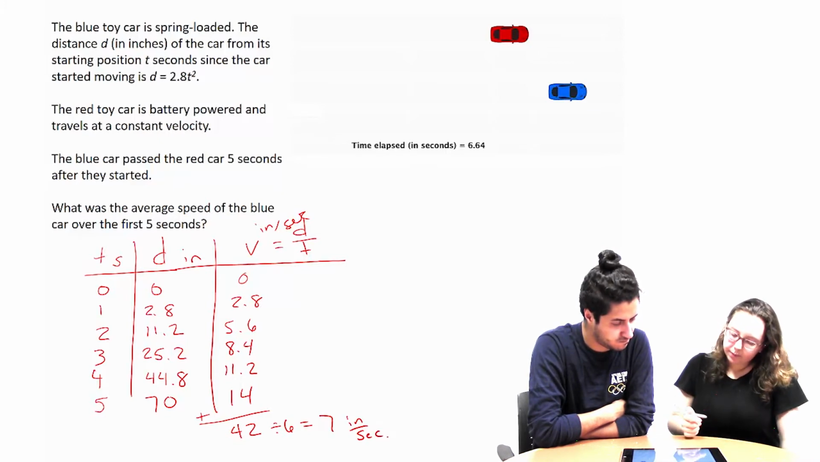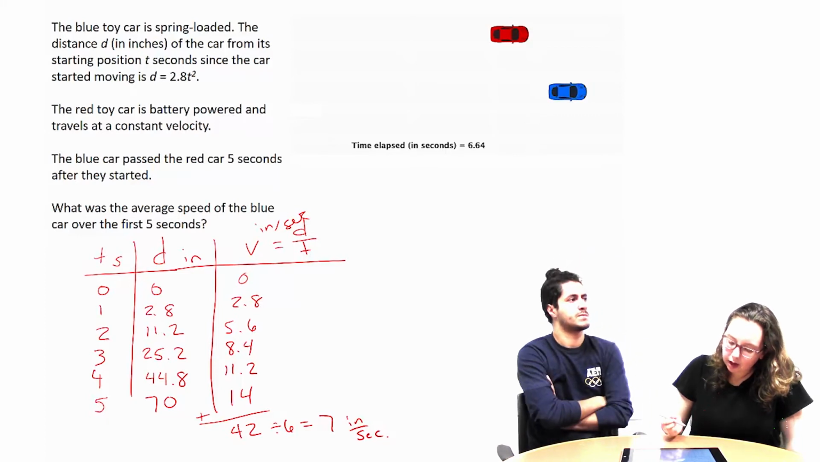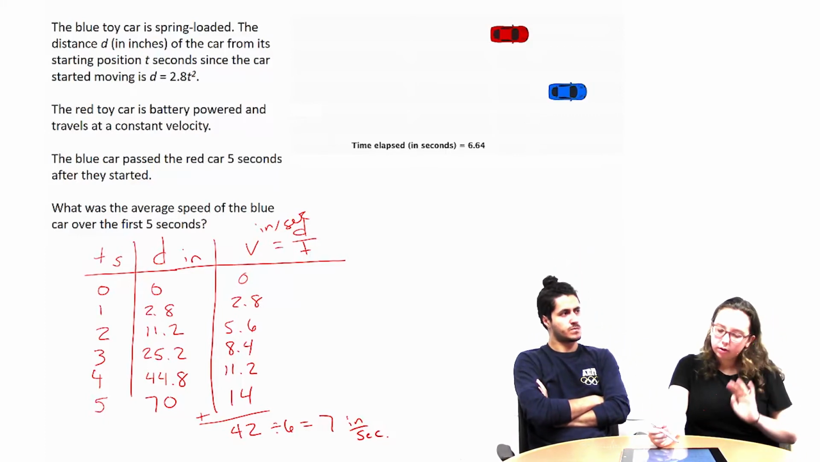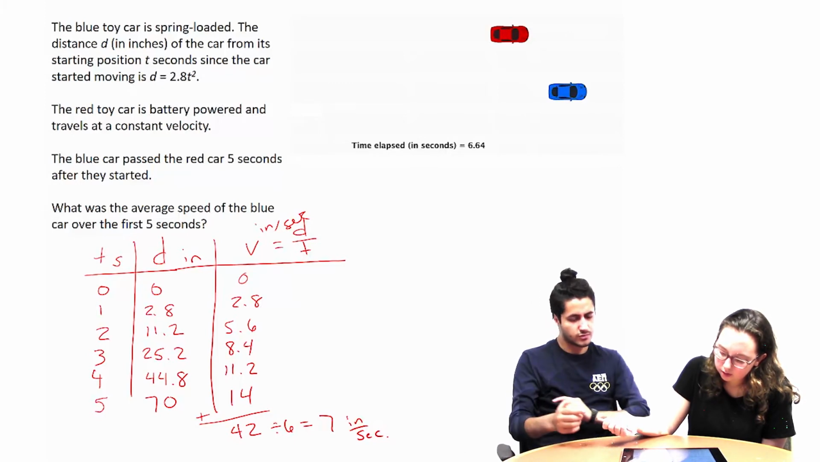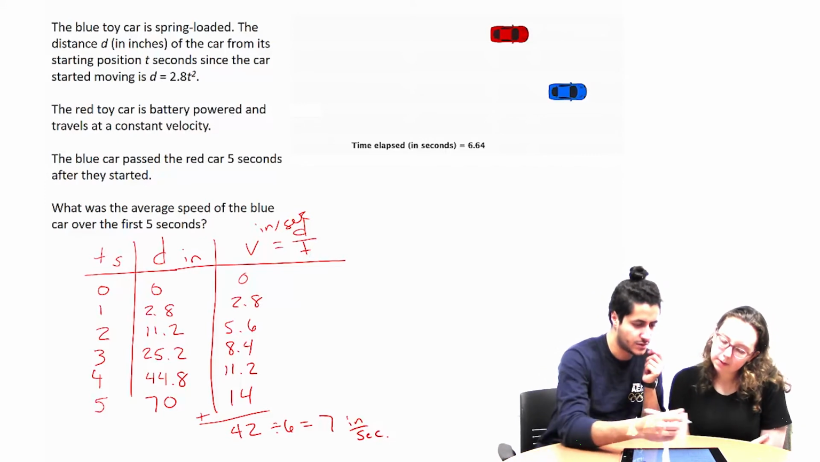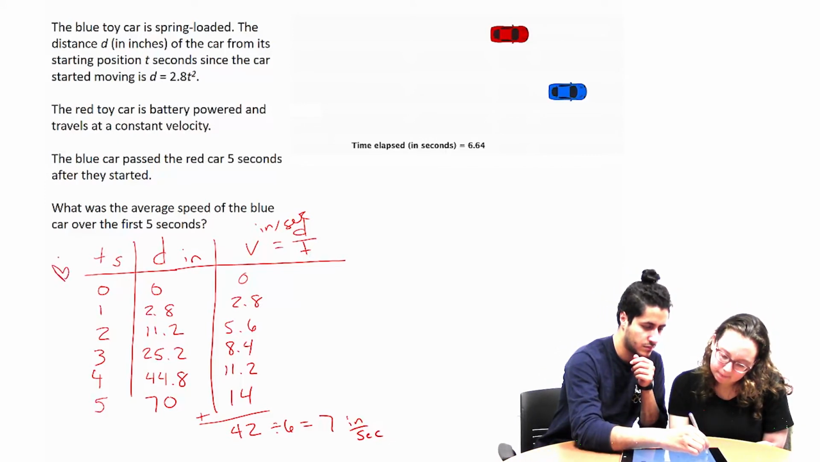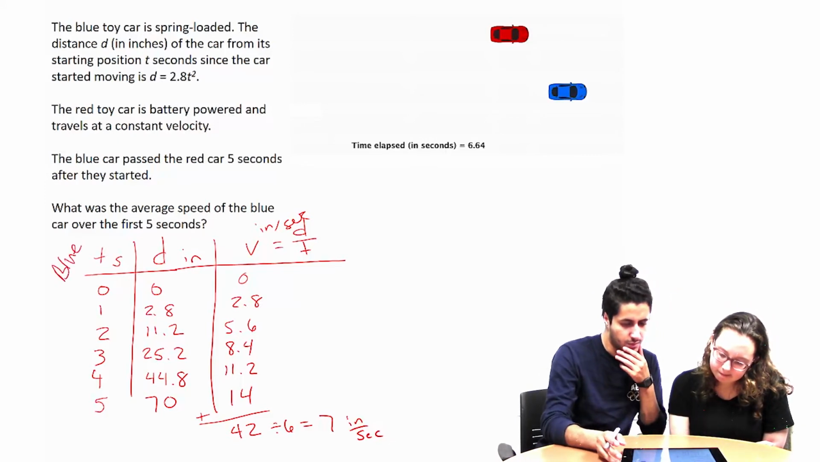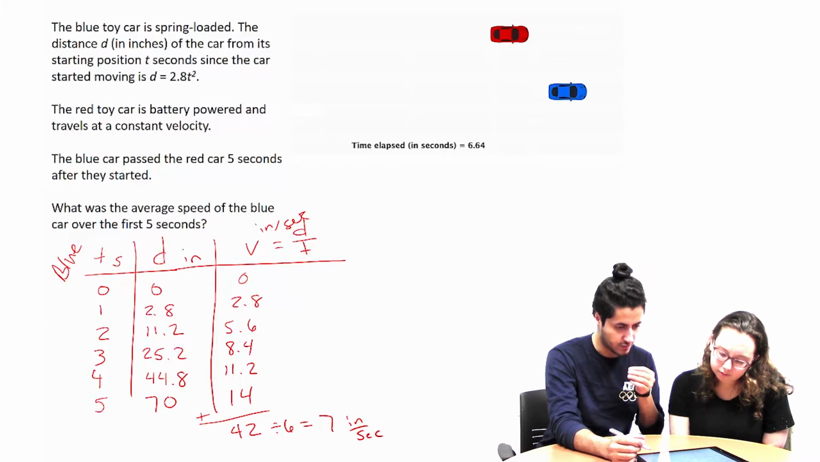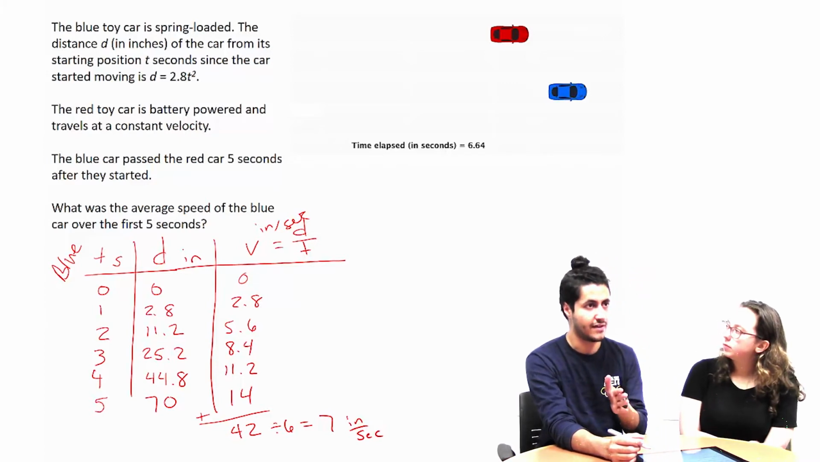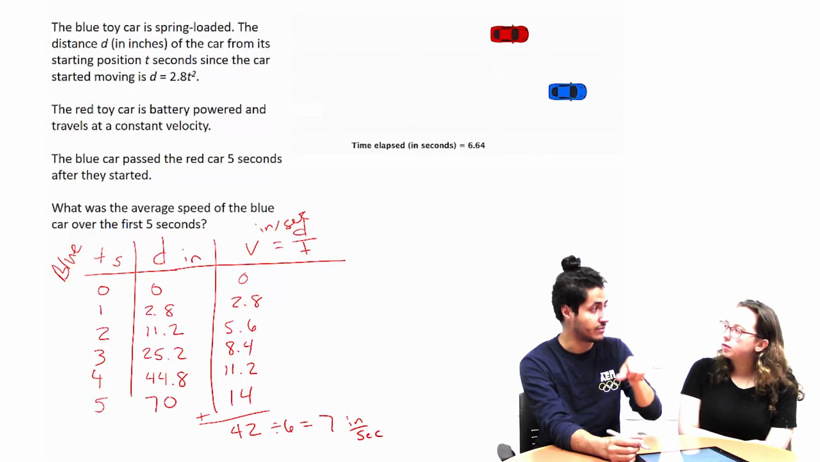I think, I'm not sure if that's right. Because if we were to look at the red car, we know it's constant. And if we know that the blue car passes the red car 5 seconds after, we know that at 5 seconds they were at the same position.